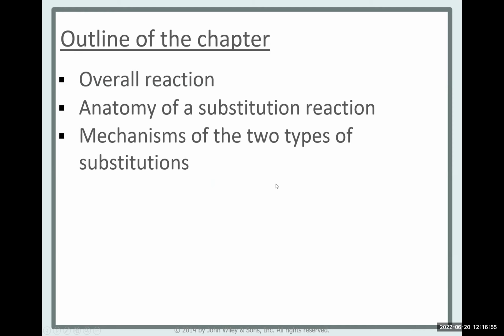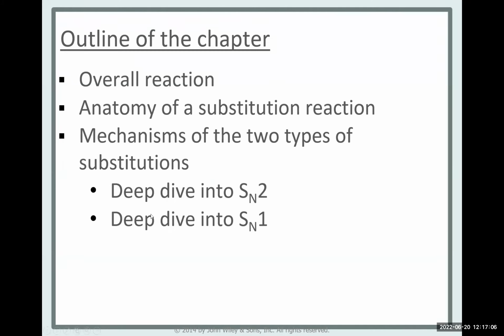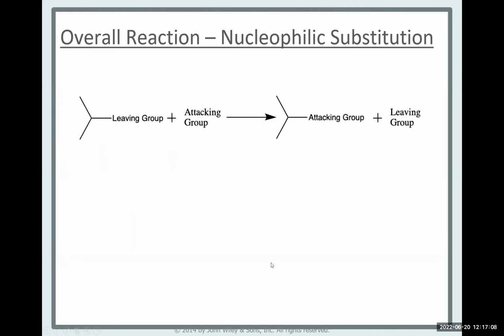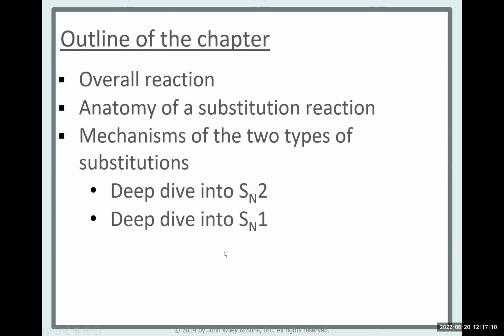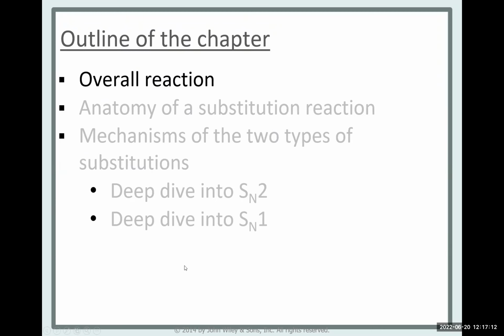Then I'm going to give you a brief overview of the two different types. One happens all at once, and the other is 2-step. And so we're going to talk about why there are 1-step and 2-step reactions. And then we'll dive deep into each one, 1-step and 2-step. And then there's a little bit extra that we'll get to at the end of the chapter. So let's start with overall reaction.